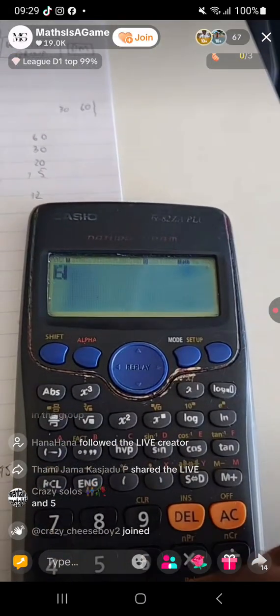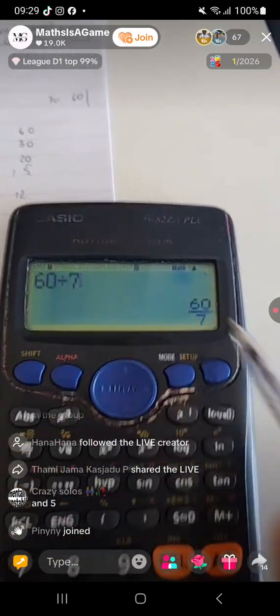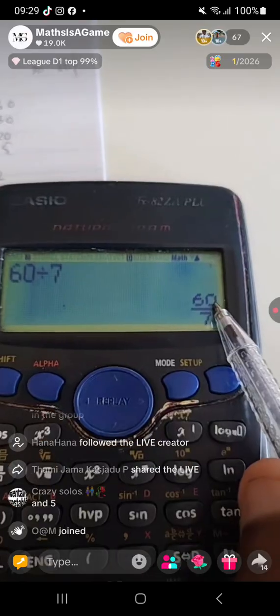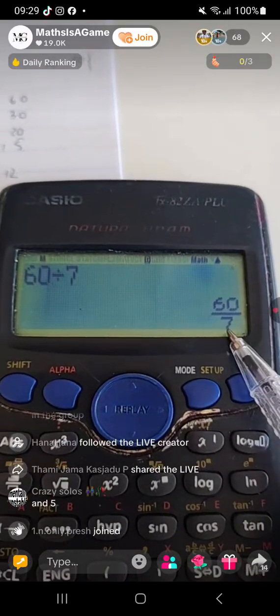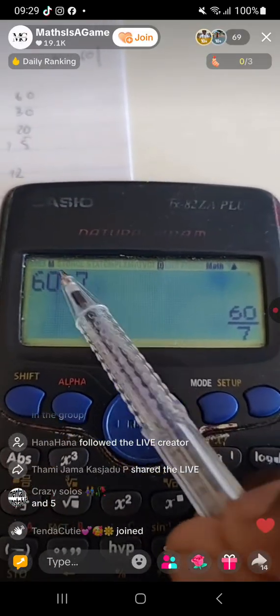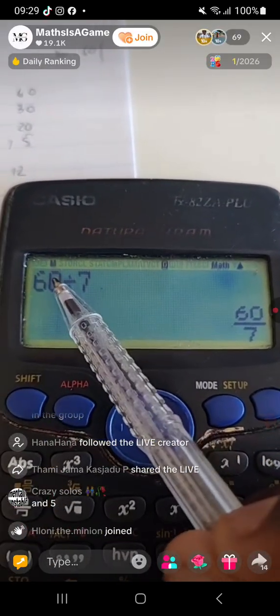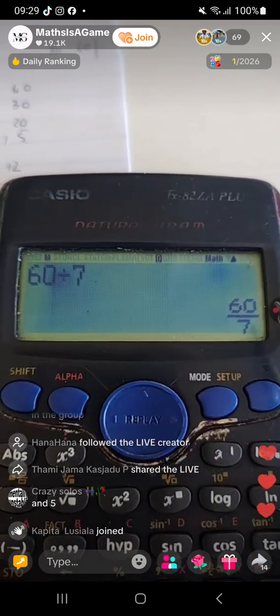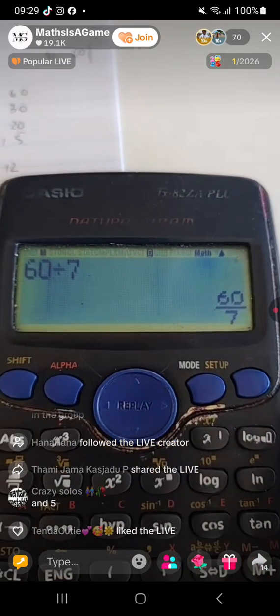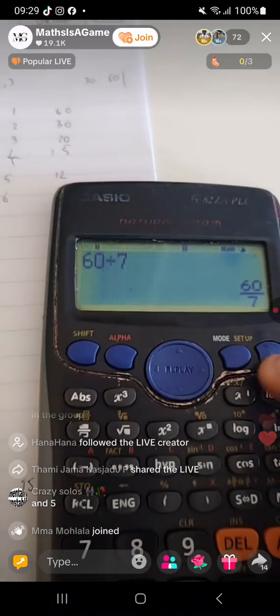Does 7 go? Now, the minute you have a fraction or a decimal number, it means that this 7 is not divisible. It's not a factor. It doesn't go into 60, because this would leave a remainder. So 7 is not going to be there.